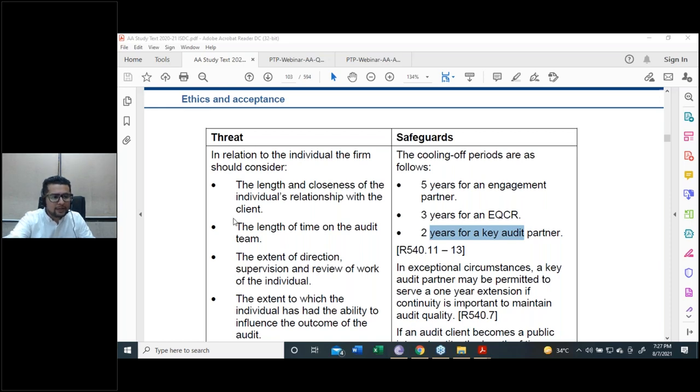Could you please repeat contingency fee? Yes, contingent fee means the audit fee is dependent on the financial outcome of the company. Let's keep it very simple. Let's say the audit fee will be 10% of the net profit.